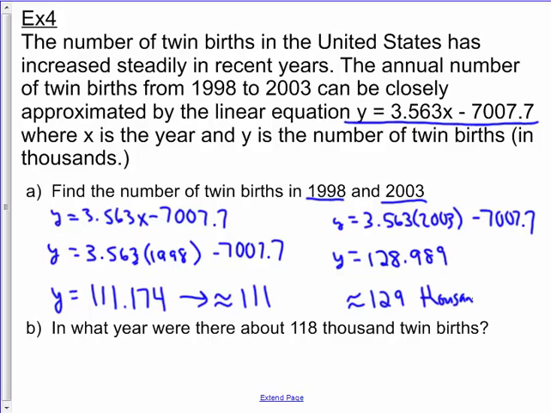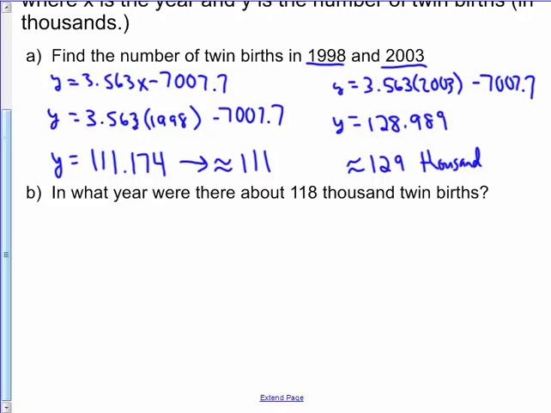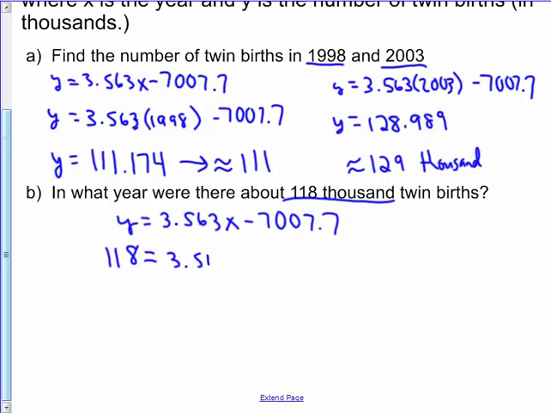And again, remember, we are looking at 129,000 twin births. In B, it says, in what year were there about 118,000 twin births? So, in this one, I'm going to put 118 into the equation. Remember, the equation was y equals 3.563x minus 7007.7. Now, what does 118 stand for? That was a twin birth. So was that x or y? That was, in this case, y. So I'm going to plug it in for y, and I'm going to solve for x, the year.